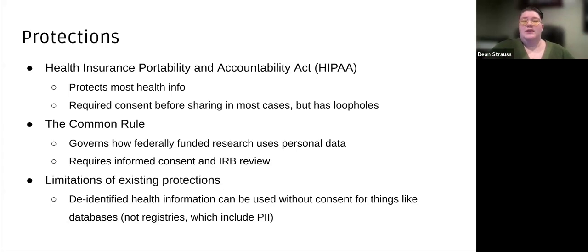Obviously, there are some limitations to the existing protections. For example, de-identified health information can be used without consent for things like databases, not registries, which would include personal identifiable information. So it's important to know those loopholes that exist, and it's important to know what rights we do have. Next slide.